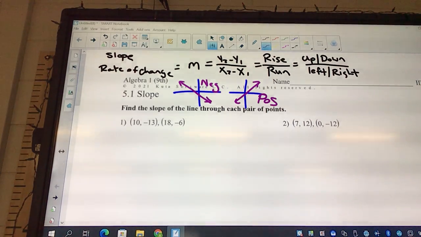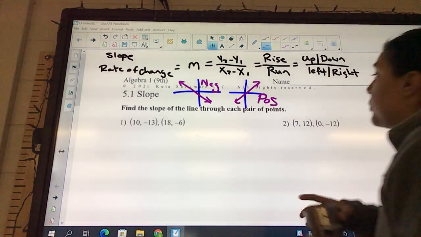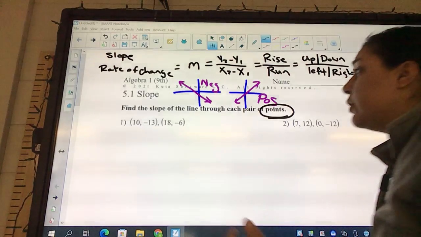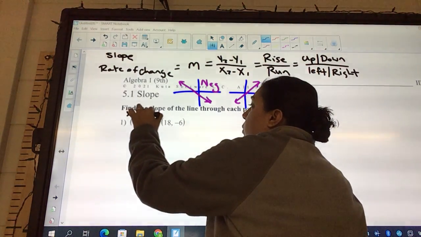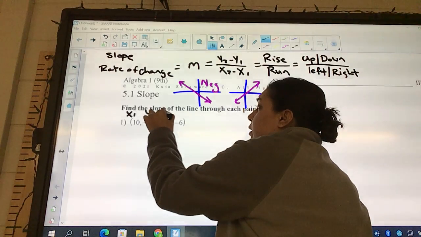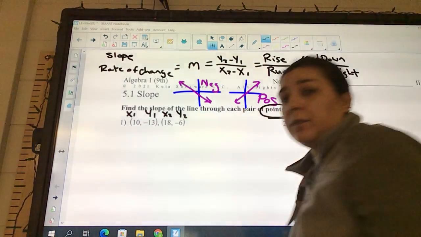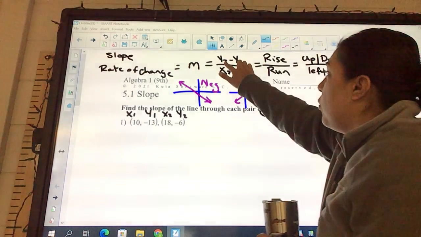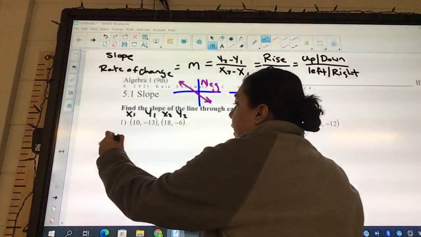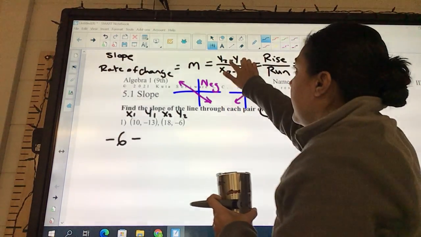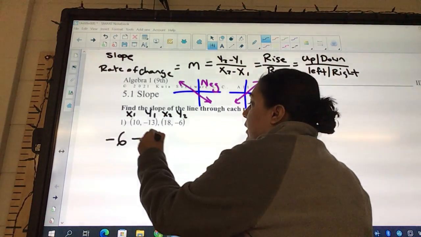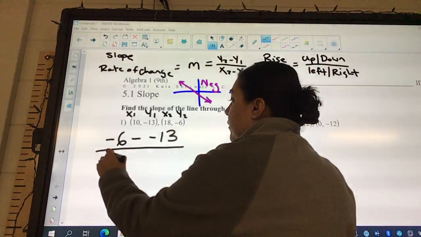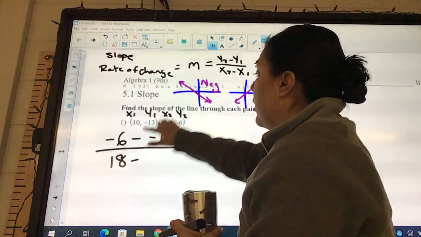So when we're doing find the slope through each pair of points, and that's that key word points, the very first thing you're gonna do is label. So we got x1, y1, that's how we label a point, and this is our second point, so we're gonna say x2, y2. Okay, and so we're trying to find the slope with 2 points. And so we got our formula here, and so y2 goes first, and my y2 is negative 6 minus, okay, I got a minus there, y1. Well, in this case, my y1 is negative 13 over x2 is 18 minus x1 is 10.